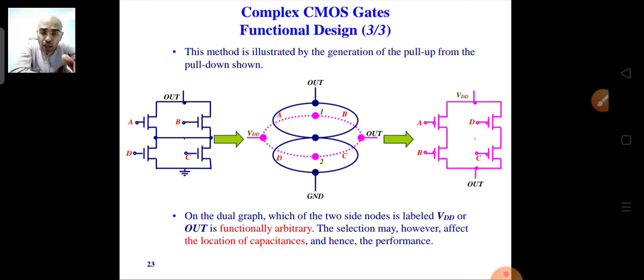So you see, first of all, suppose we want to draw the stick diagram for a complex circuit, okay, let's say in this case the function is A or B, and C or D. Okay, so A or B dot C or D. So this is what the function is. Now if I want to realize this, the function is A plus B dot C plus D whole bar. So this is what the function is.